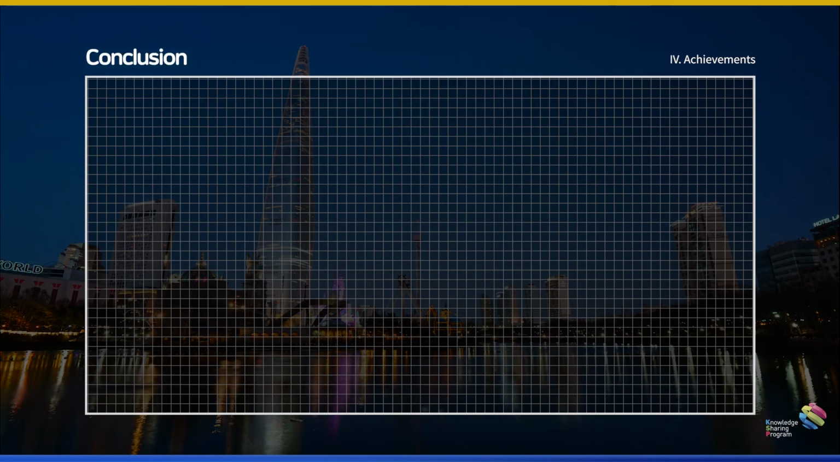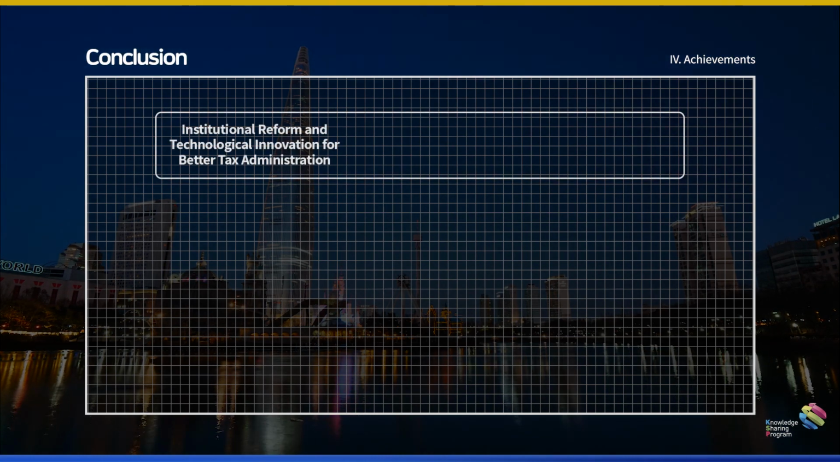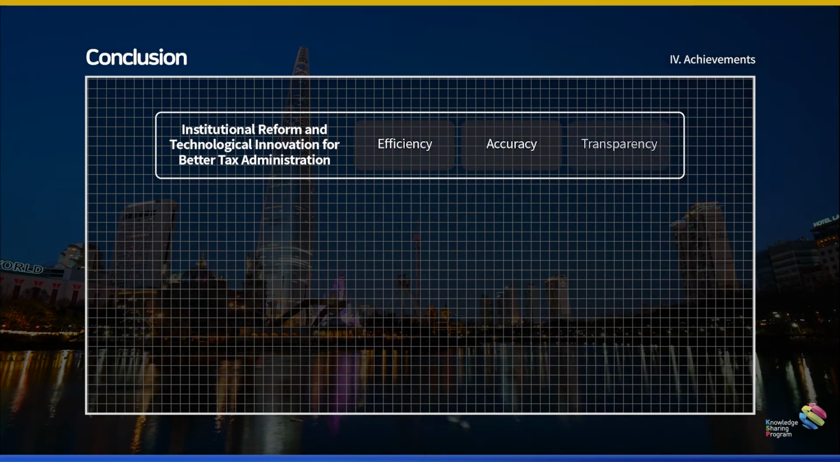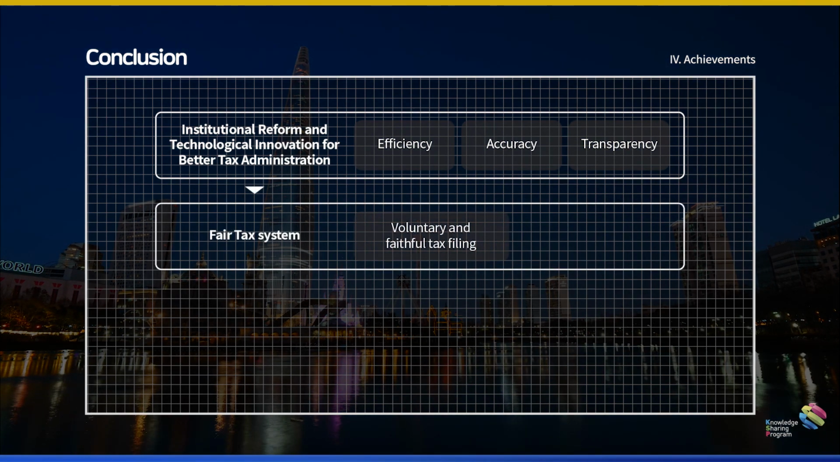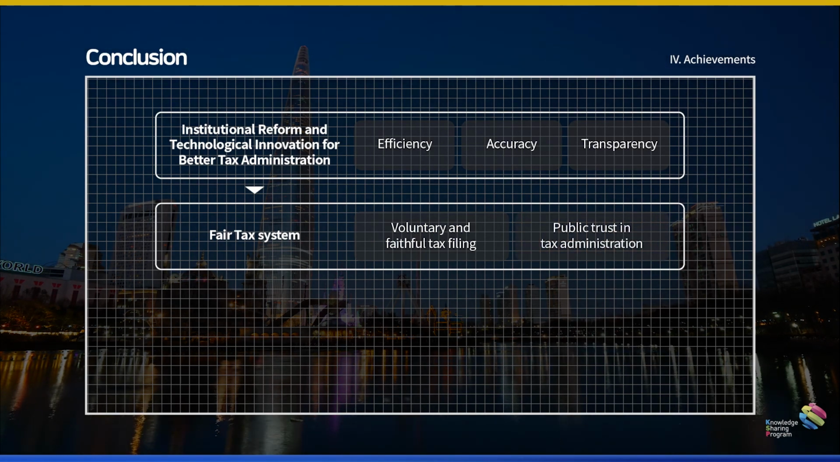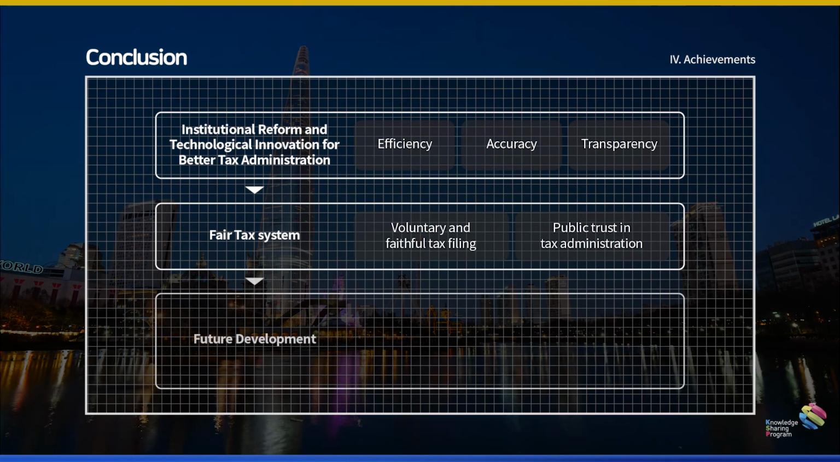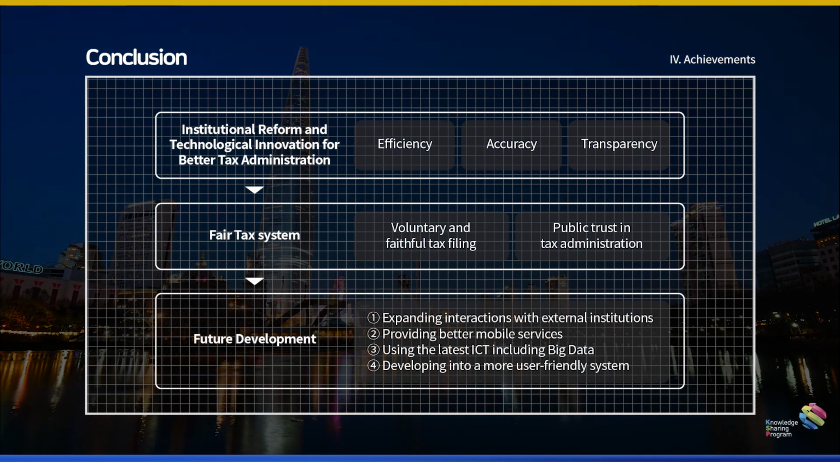In conclusion, institutional reform and technological innovation for better tax administration enhanced our efficiency, accuracy, and transparency. The fair tax system established upon the better tax administration ensured voluntary and faithful tax filing, as well as enhancing public trust in tax administration. Lastly, for future development, these 4 areas are on the rise to continue this journey of tax reform in Korea.